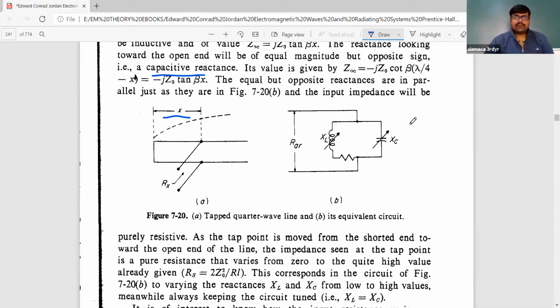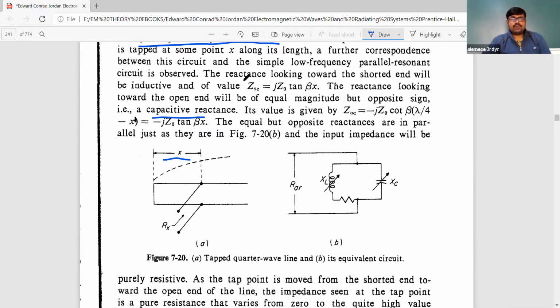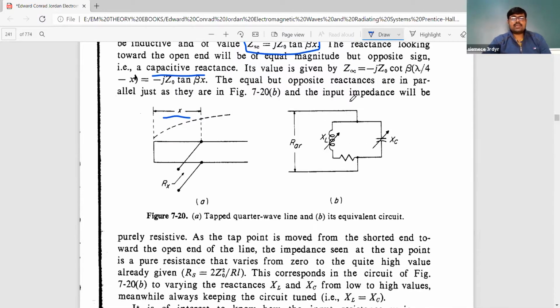See the difference. In the previous case, when we defined ZSC, we just saw that ZSC equals jZ0 tan(beta x). Similarly, when we defined ZOC, what value are we getting? That equals minus jZ0 tan(beta x). So the equal but opposite reactances are in parallel, just as in figure 7.20a and table 7.20b.